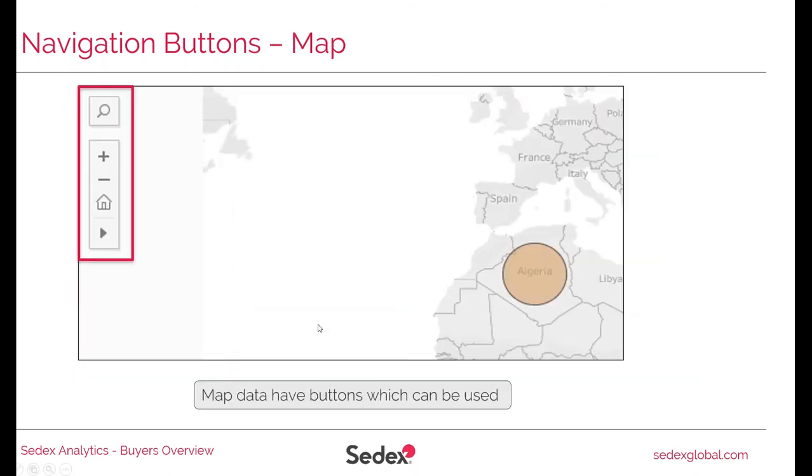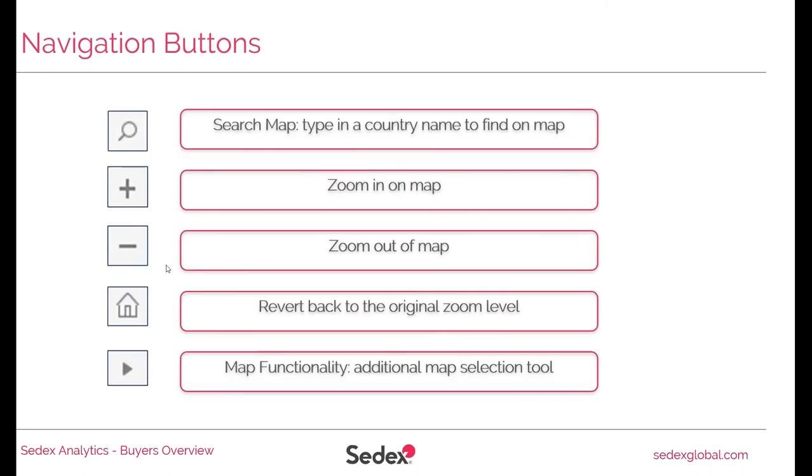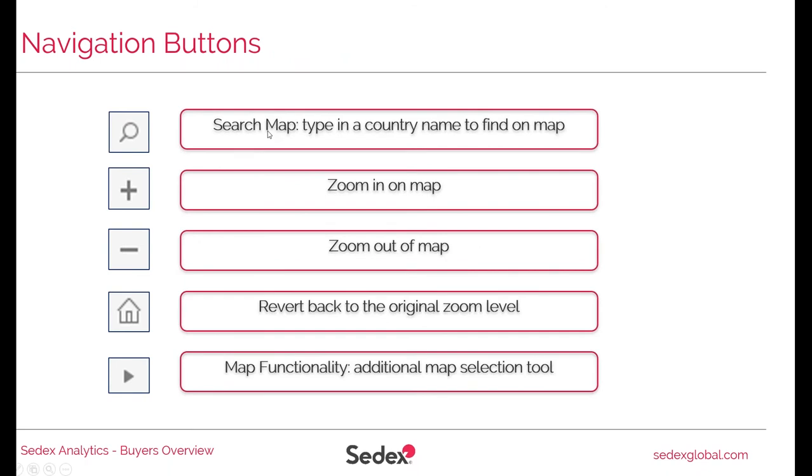When it comes to the maps, any reports or dashboards that have maps in them, you're going to see some map buttons that do various things. With the map buttons, you can search on the actual map. You can type in a keyword or country name, for example, and it will move the map to that region or area that you've typed in. You can zoom in, zoom out.